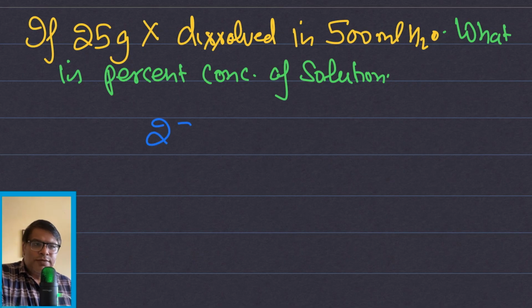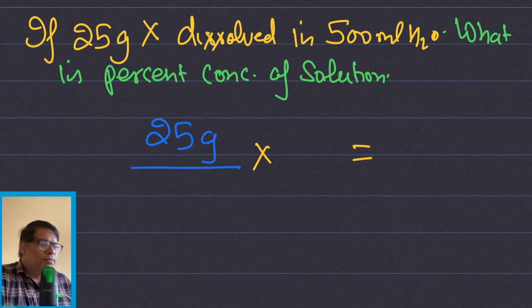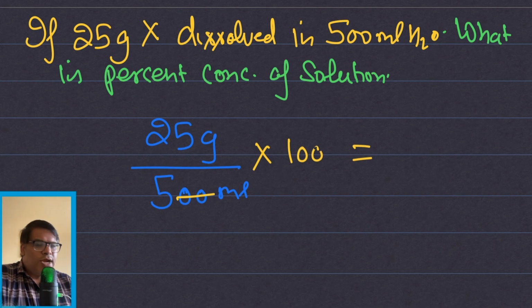It is quite easy. If you remember, in case of percent, the solute is in gram, it is percent weight by volume, and the volume is 500 ml. So you have dissolved 25 gram in 500 ml and just multiply it by 100. You will get to know the percent concentration of the solution. If you solve this, 25 divided by 5, it will come out to 5%.